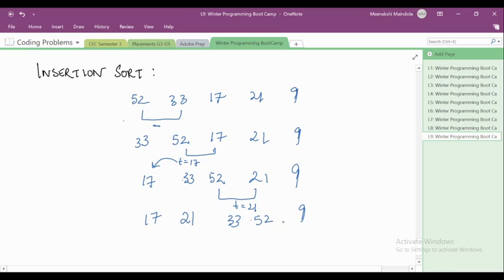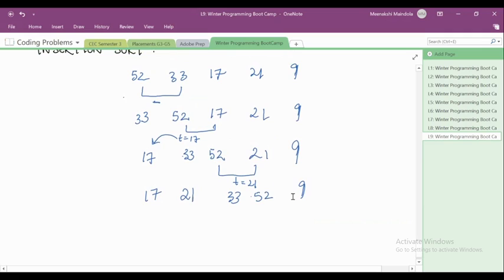Okay, so is that understood by everyone? Are you understanding how this is happening? Is this clear to everyone?